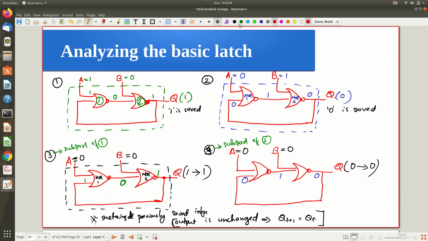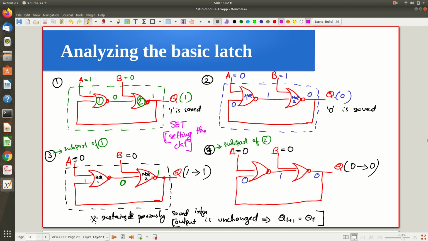Now let me tell you one more small thing. Let me use this color. See here what is happening when a equal to 1 and b is equal to 0: you know that the circuit is giving me a 1. When a circuit is giving me a 1, we typically call it setting the circuit. Set means setting the circuit. The circuit is set to a value 1, so that is the meaning.